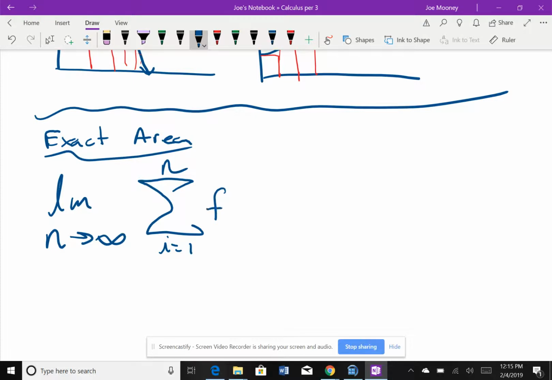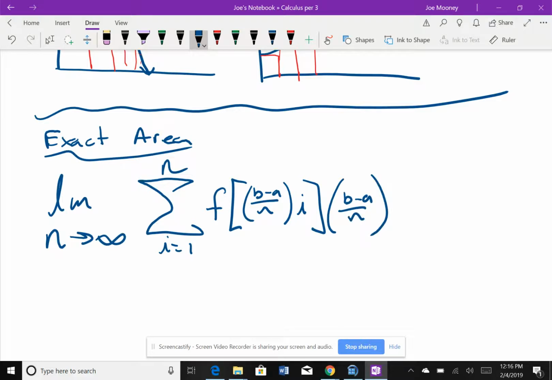It's going to be f of i times the width, so it's going to be b minus a over n times i, times the width, which is b minus a over n. And a lot of you put in a number for the width, but you can't. It's a sum, and you had to leave it as a function and distribute. What I'm going to say about this for now is that's generally what we did.